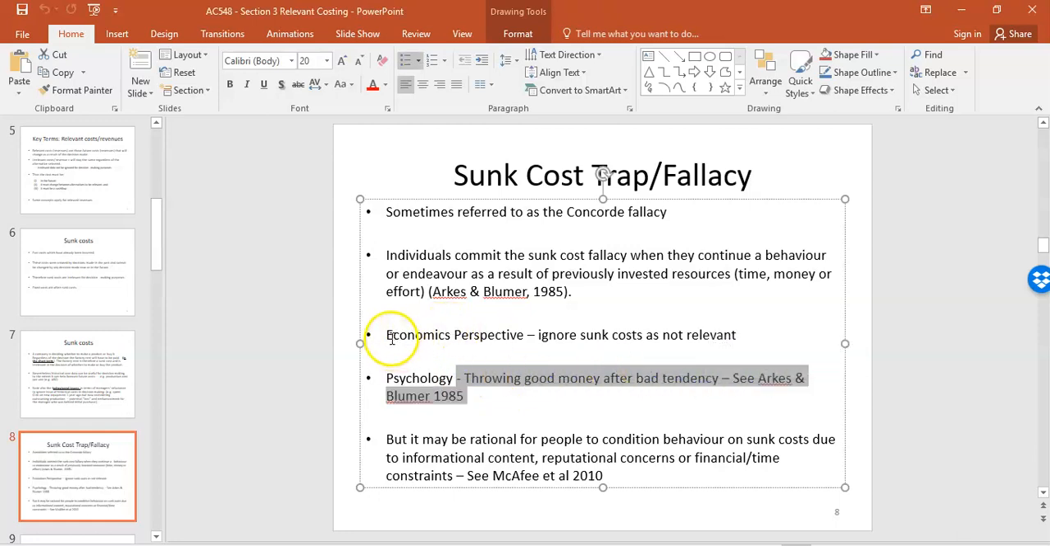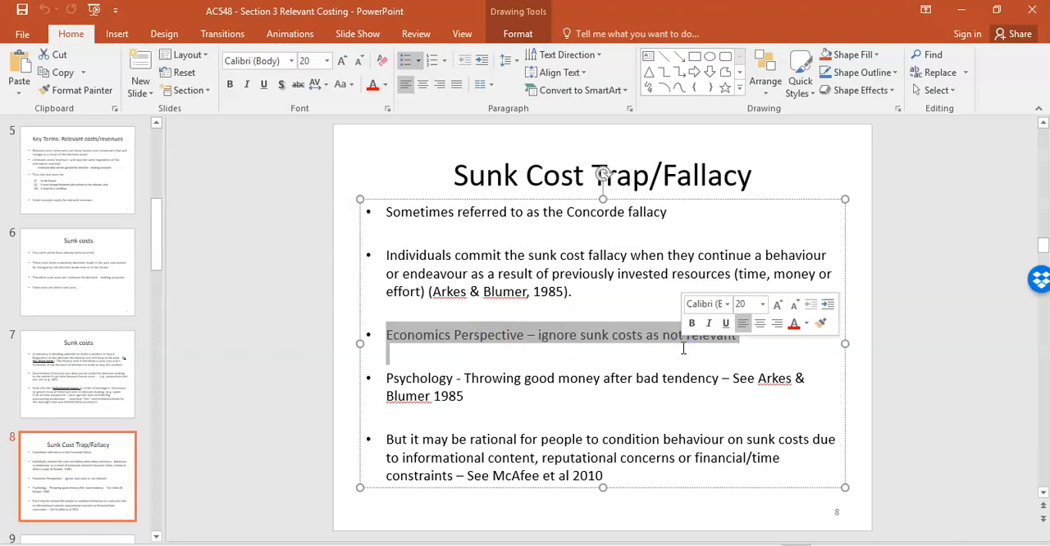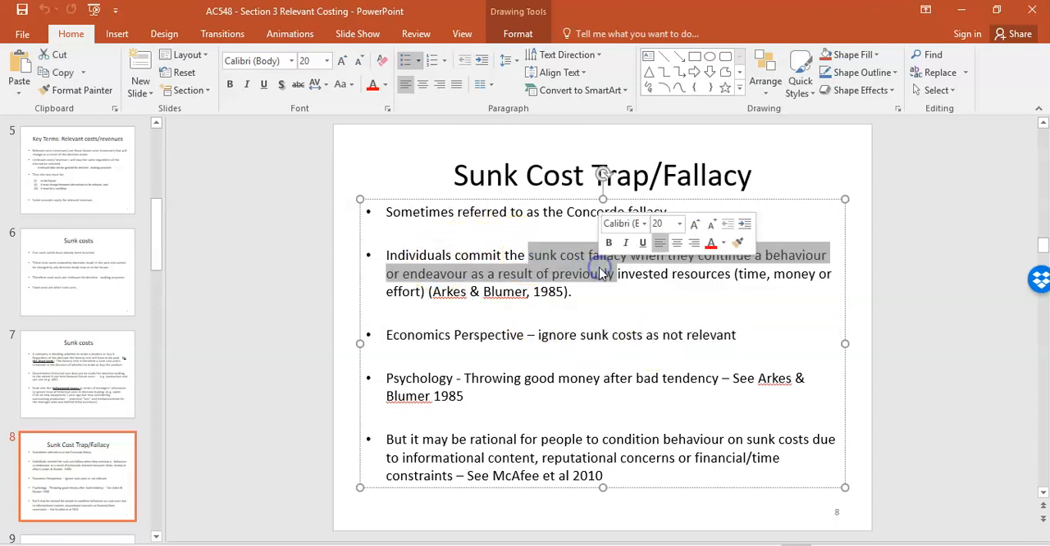From an economic perspective, they said you should, regardless of what you spent before, cut the cord. Don't look in the past. Say, what does it look like from now to the future? Do the costs outweigh the benefits, regardless of what we spent in the past? And individuals commit this sunk cost or Concorde fallacy when they continue behaviour as a result of previously invested resources.